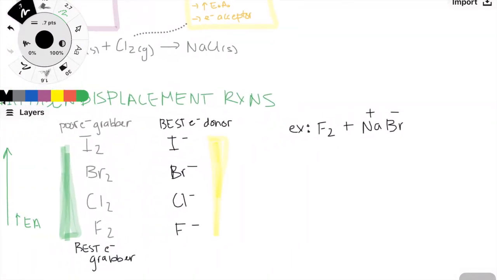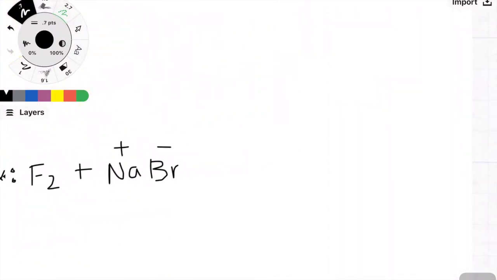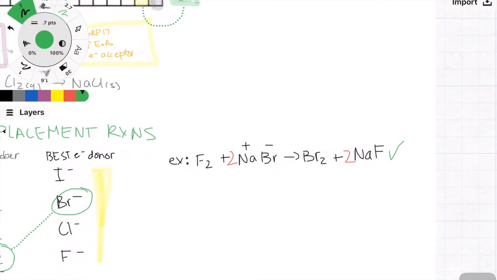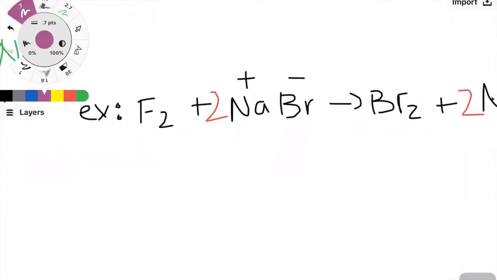So here we have fluorine gas, and it's reacting with sodium bromide. And just a reminder, in this ionic compound, sodium has a charge of plus, bromine has a charge of minus. Let's figure out what's going on based on this table. So I circled fluorine and I circled bromine. And what's going to happen is fluorine's going to try to go in and grab bromine's electrons. It is able to do so because it is a better electron grabber. It has a higher electronegativity, and so it's able to go in there and form F minus.